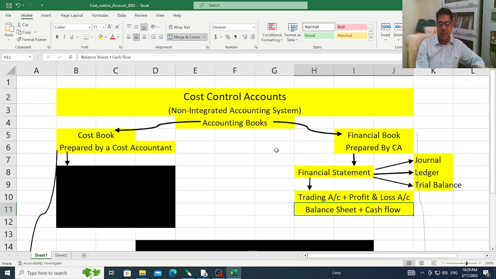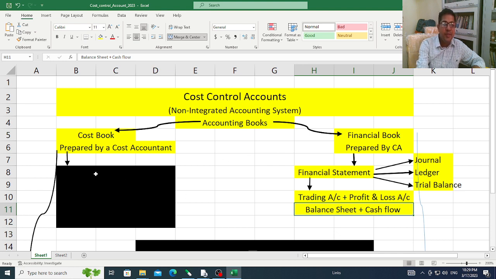If you see any particular company, they issue annual reports. Under the annual report, they disclose financial statements. It includes the trading account, profit and loss account, balance sheet, and cash flow statements. These kinds of accounts are called the financial account books, and they are prepared by a chartered accountant. Now in the company, cost books are also prepared by a cost accountant.